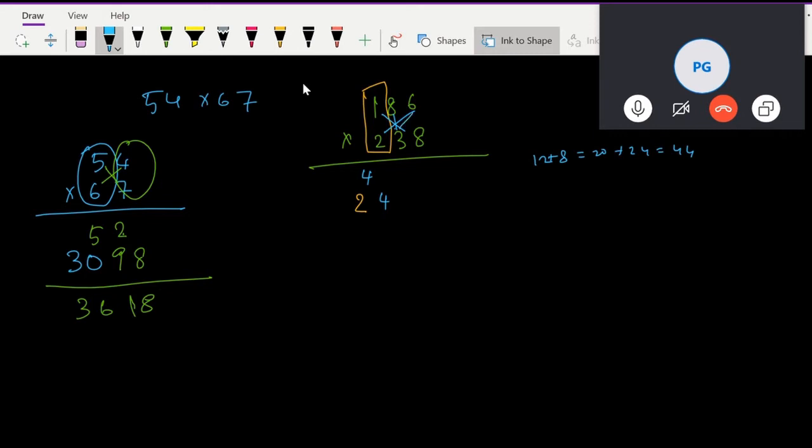We do 3 into 6 plus 8 into 8. 3 into 6 is 18, and 8 into 8 is 64, right?